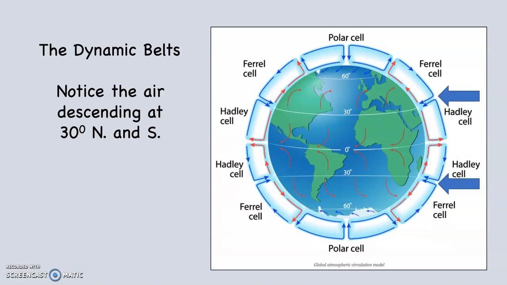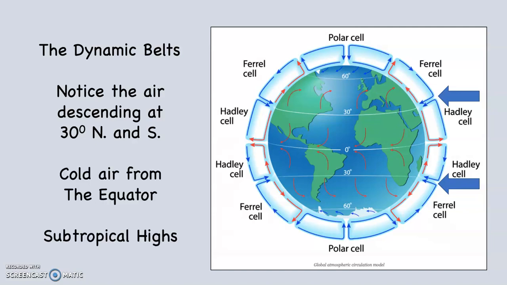Okay. What's happening is this. Cold air from the equator, that's what I said, descends, creating the subtropical highs. Cold air from the equator, yeah, here's what happens. Warm air rises at the equator.